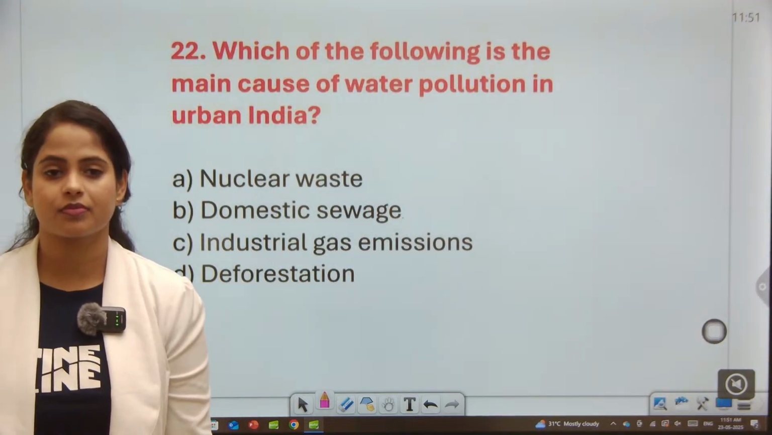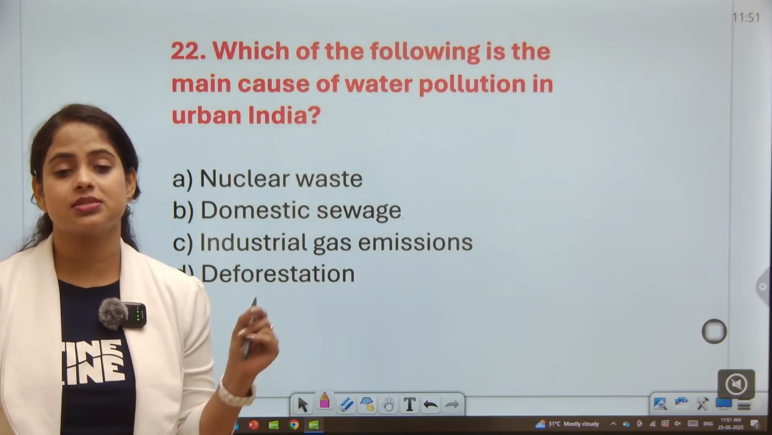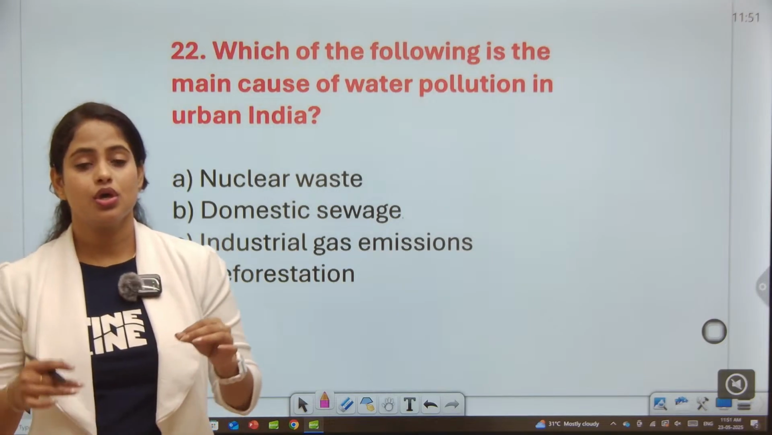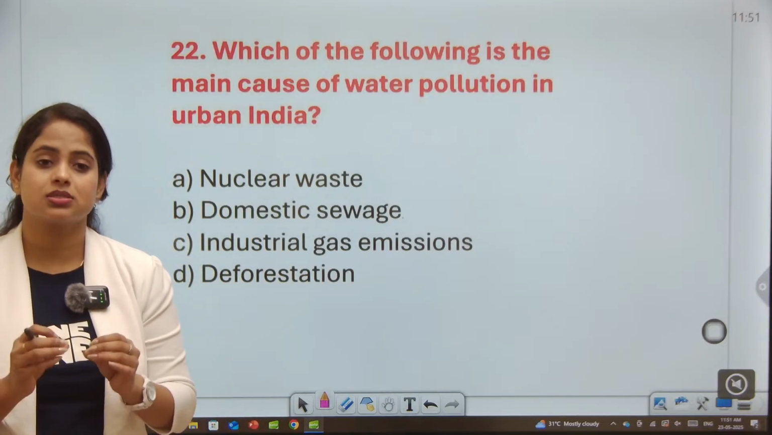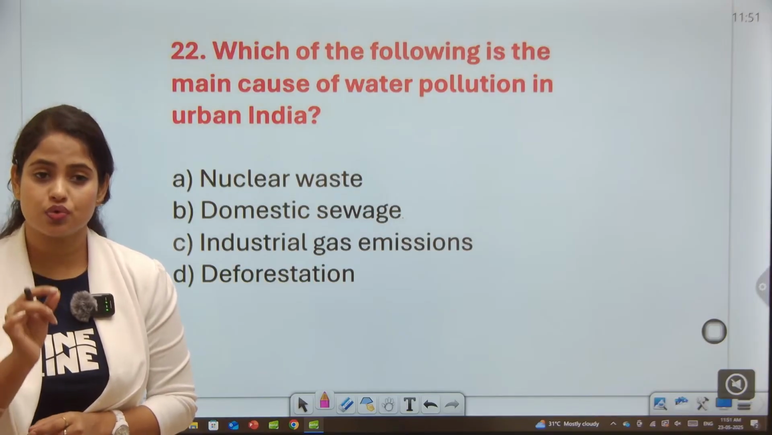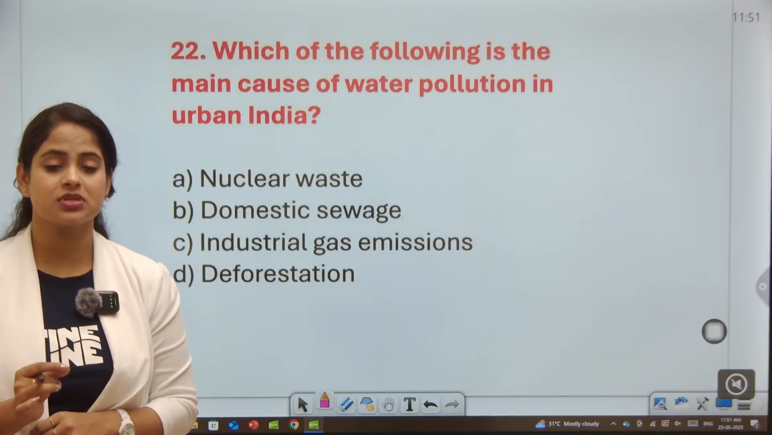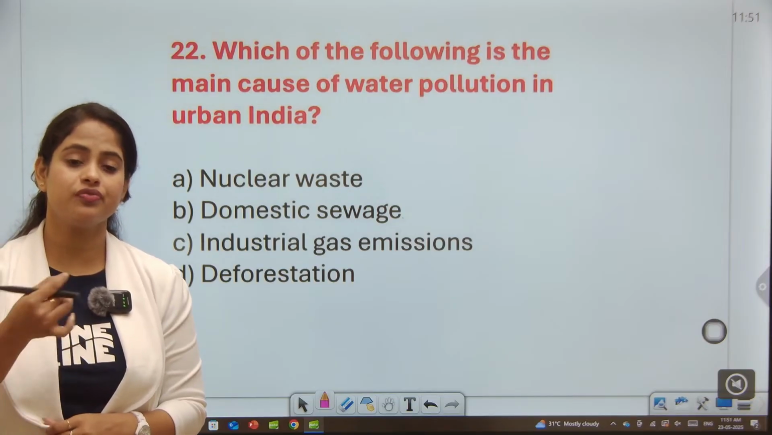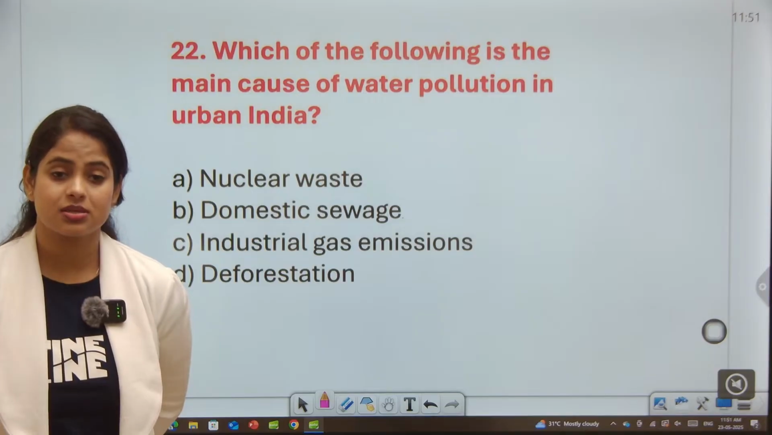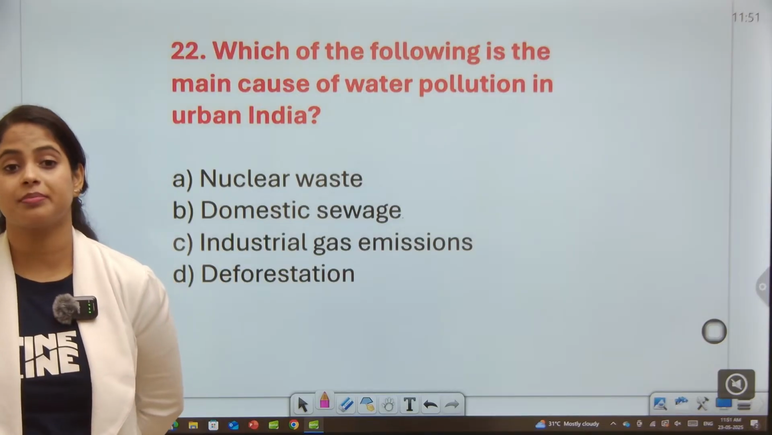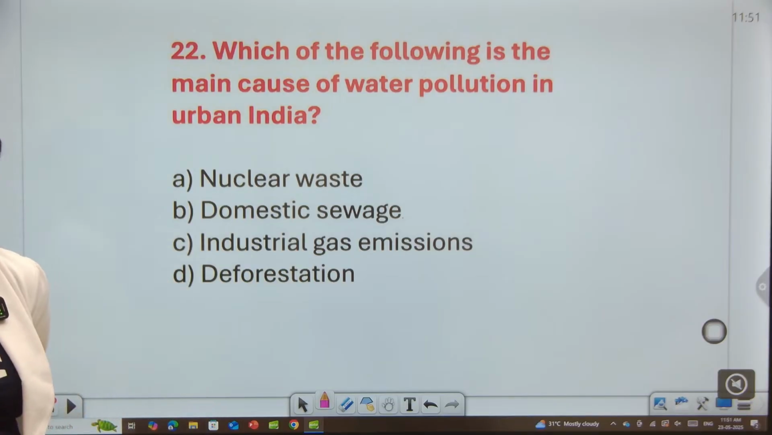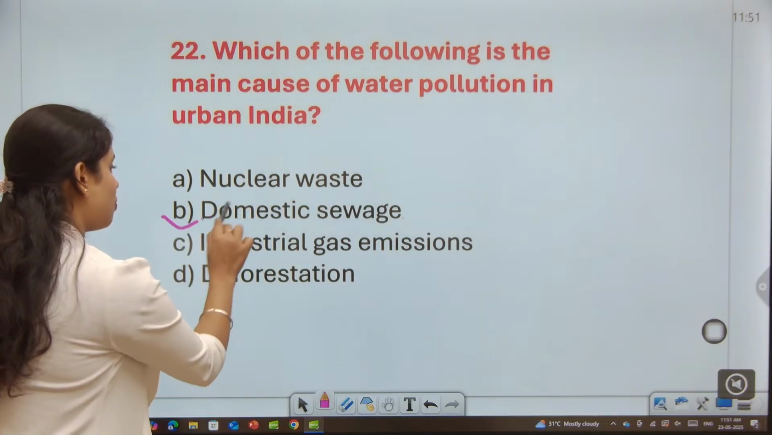Next, see, which of the following is the main cause of water pollution in urban India? That is the nuclear waste, domestic sewage, industrial gas emissions, or deforestation. Not saying about the rural areas, this is the urban areas. That means the domestic sewage.